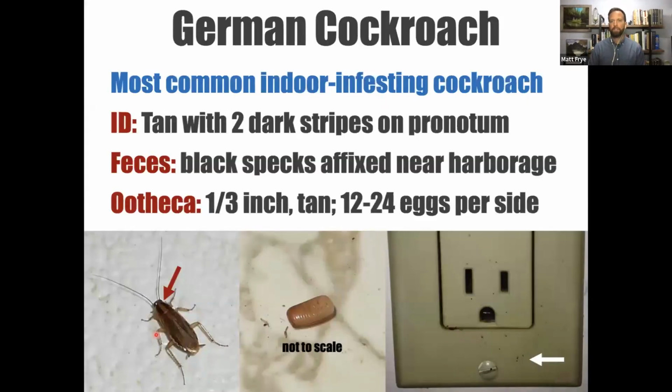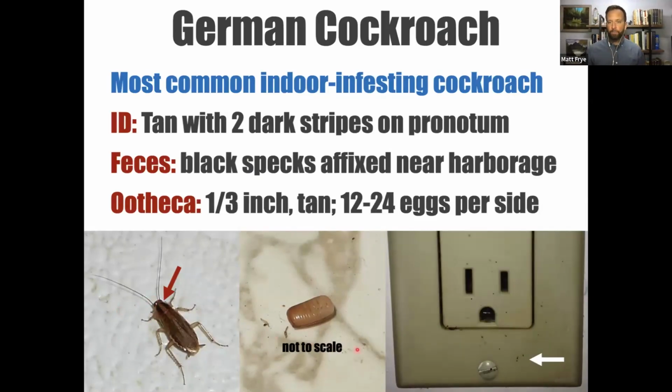So the main cockroaches, we're just going to go through them real quick to identify them so people are aware of what they are and not confusing them with other critters that may be found in their home. So the German cockroach is the most common indoor infesting cockroach. It's about a half an inch long, and it has these two black stripes on that pronotum right behind the head. So very easy to identify them compared to the other common cockroaches we'll see indoors.